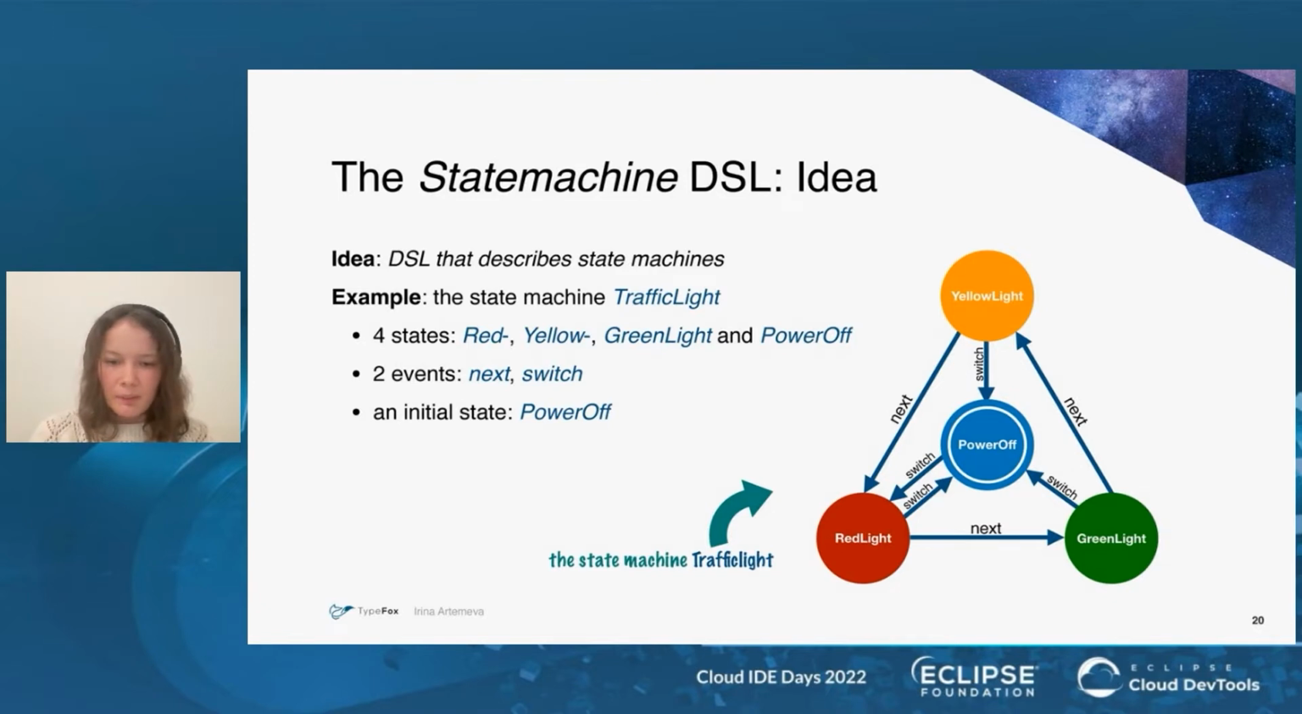Let's look at the transitions. From power off, we can get red light by the switch event. From red light, we can get green light by the next event. Then also using the next event, we can get the yellow light state and the red light state again. And finally, we can get the power off state by the switch event from each colorful state. Okay, great. This is how our idea looks.